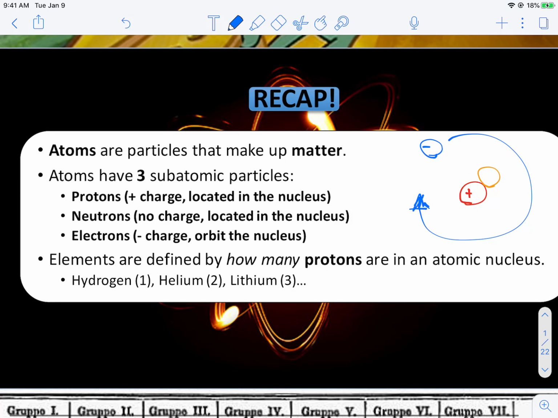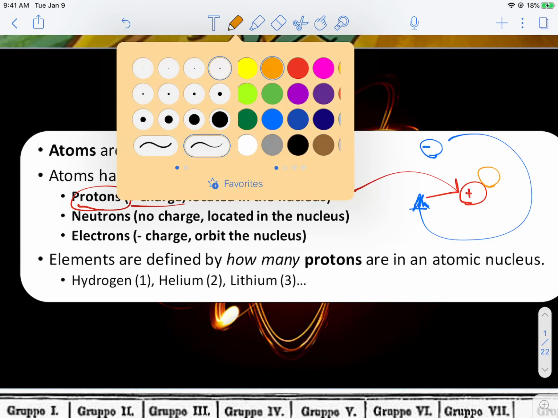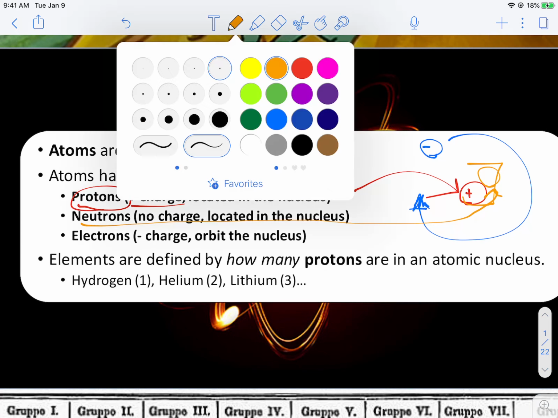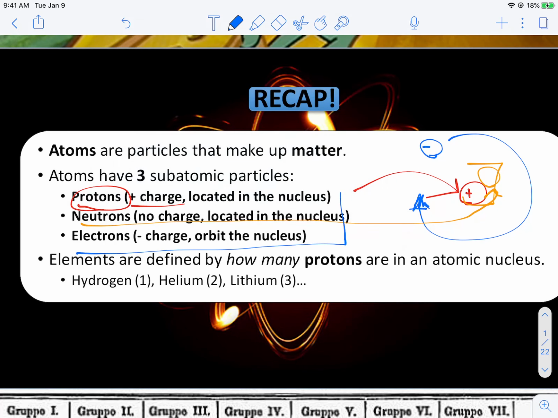Before we begin, a quick recap. The protons, the neutrons, and electrons are the three subatomic particles. The protons, who are in the nucleus, the center of the atom, have a positive charge. They are accompanied by neutrons, who have no charge and hang out right next to the protons in the nucleus. The electrons, which have a negative charge, orbit around the nucleus in different types of patterns, which we haven't learned yet, but no worries.